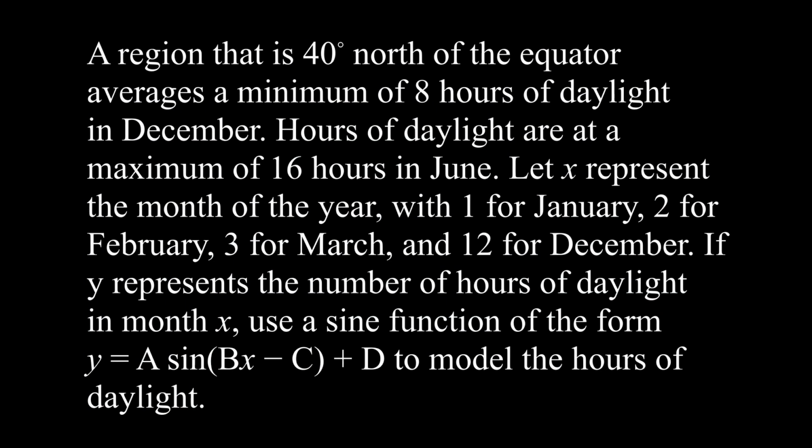To get the idea here, we're going to look at an example where a region that is 40 degrees north of the equator averages a minimum of 8 hours of daylight in December. Hours of daylight are at a maximum of 16 in June, and we're going to let X represent the months of the year, with 1 for January, 2 for February, 3 for March, and so on down to 12 for December, where Y represents the number of daylight hours in month X. We're going to use a sine function of the form y equals A sine(bx minus c) plus d to model the amount of sunlight.